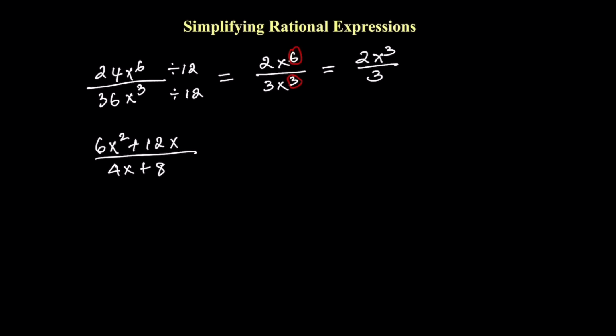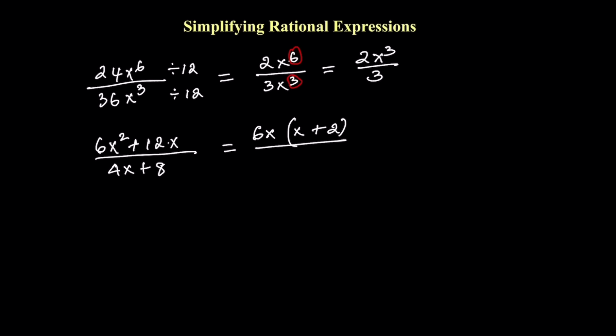Let's look at another example. We have 6x squared plus 12x over 4x plus 8. To simplify this, factor the greatest common factor. From the top, the GCF is 6x. 6x squared divided by 6x is x. 12x divided by 6x is 2. So the numerator becomes 6x times x plus 2.